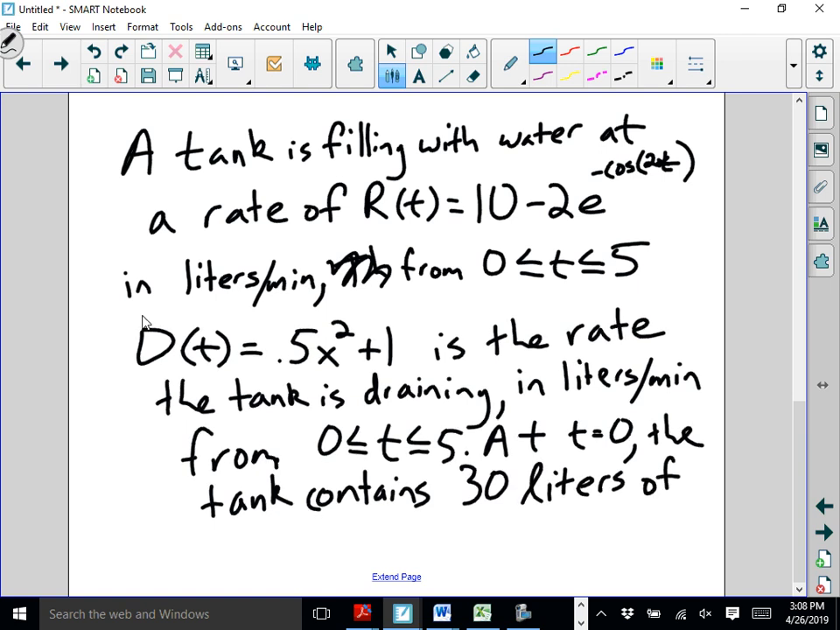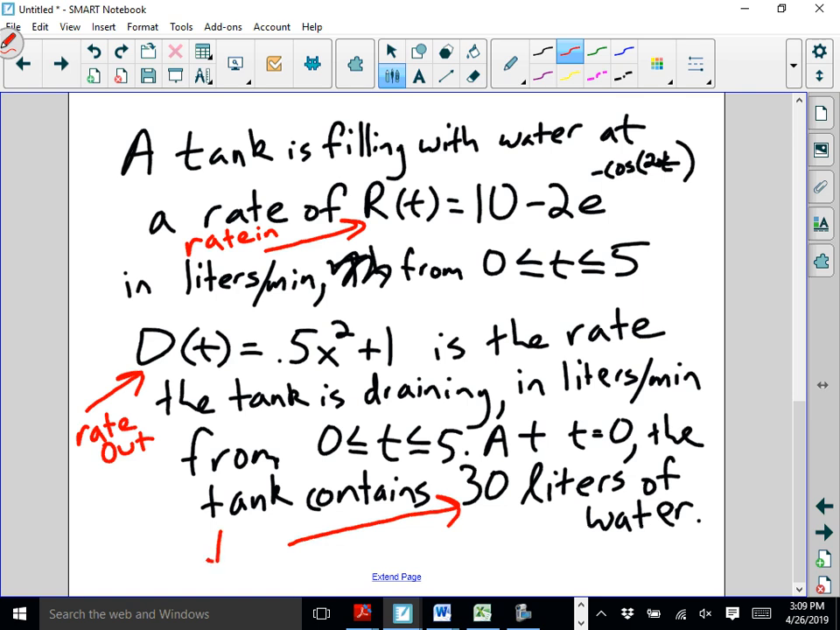Okay, there's our setup. So this is your classic rate in, rate out. I'm just going to annotate with what the rate in, rate out things mean. This R of t, since it's the tank filling with water, this is our rate in. D of t is what the tank is draining, so that would be our rate out. And this is our initial condition. It's really important to keep all of those things straight.